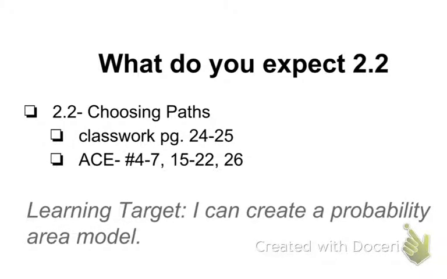All right, ladies and gentlemen, today's lesson is What Do You Expect 2.2. It's called Choosing Paths. Your classwork is going to be on page 24 through 25. Your ACE problems are going to be 4 through 7, 15 through 22, and 26. And your learning target is I can create a probability area model. And we're basically just expanding on the idea of an area model in this lesson.